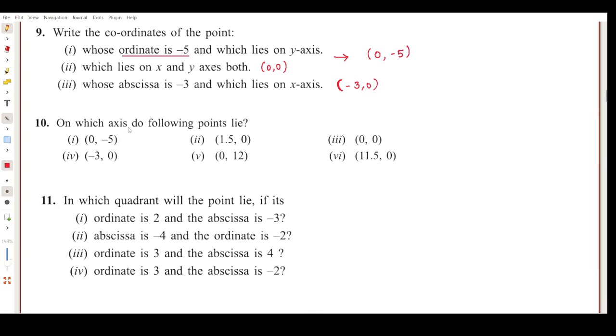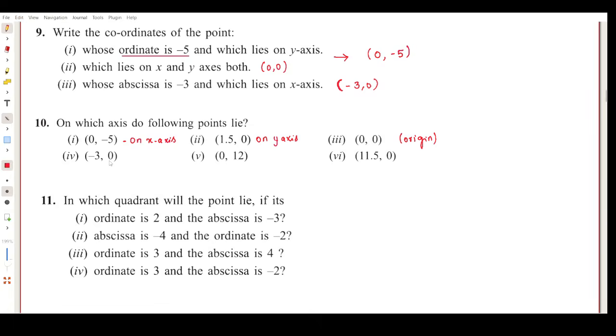10th one, on which axis do the following points lie? First one, 0 comma 5. This is on the y-axis. Second one, 1.5 comma 0. This is x comma 0, which means this will be on the x-axis. Third one, 0 comma 0. It's the origin.